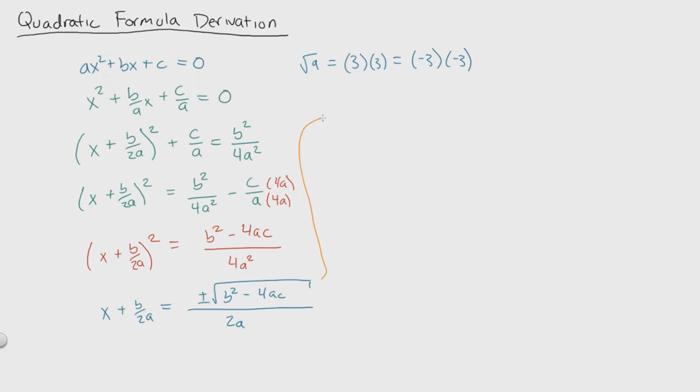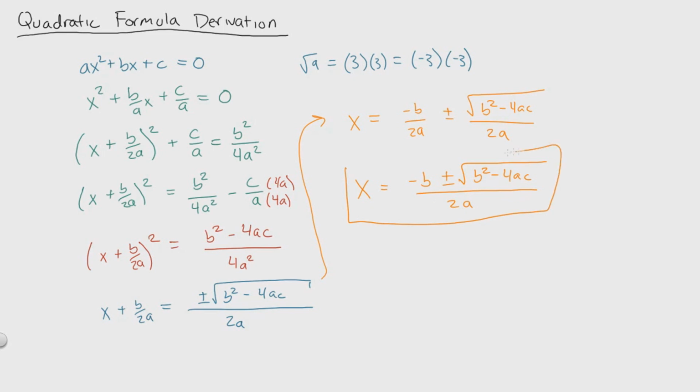So from here, all we have to say is that x equals negative b over 2a plus or minus the square root of b squared minus 4ac divided by 2a. And since these are already the same denominators on both terms, we can collect these like terms together so we get one nice quotient. So we could say that x equals negative b plus or minus the square root of b squared minus 4ac divided by 2a. And this is the quadratic formula.